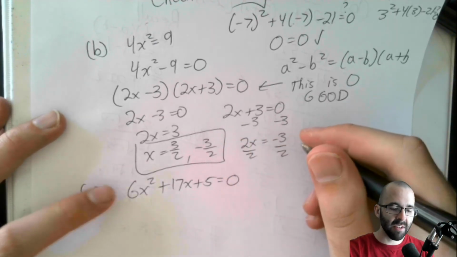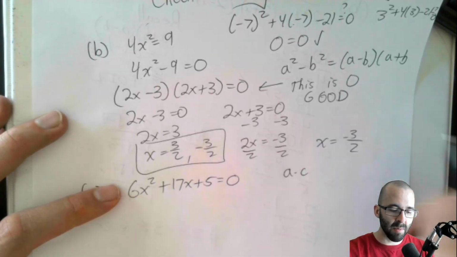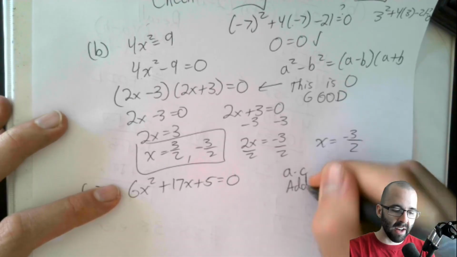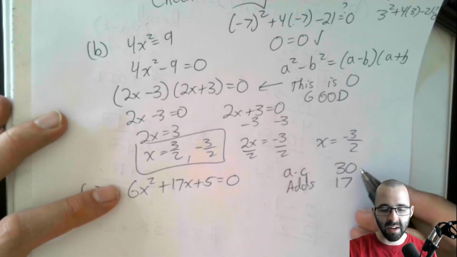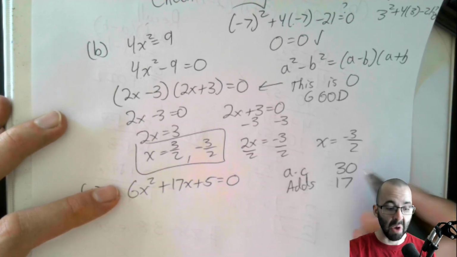Okay, so we factor this with the AC method. We multiply the first number by the last number. We get 30. We need something that multiplies to 30 and adds to the middle term 17. So find a bunch of different patterns. 1 and 30, nope. 2 and 15, yep.